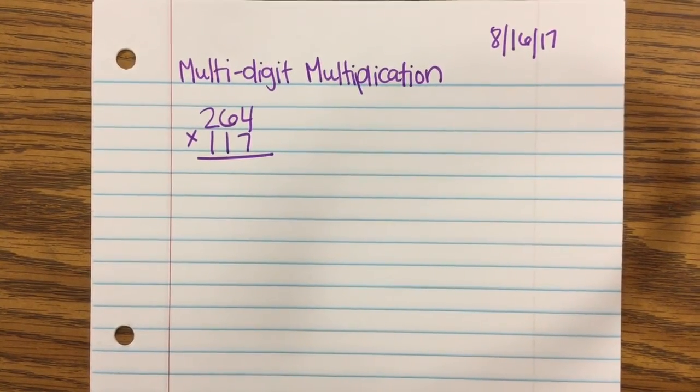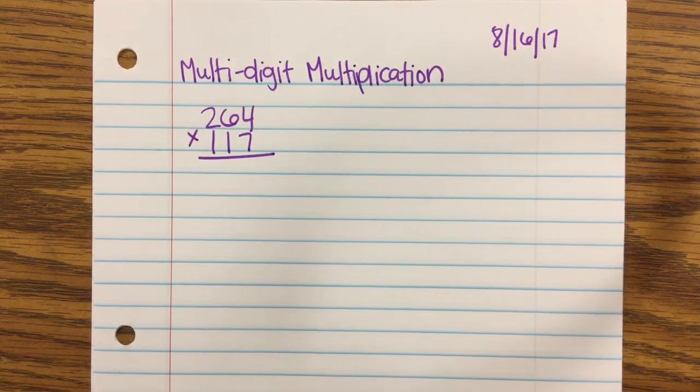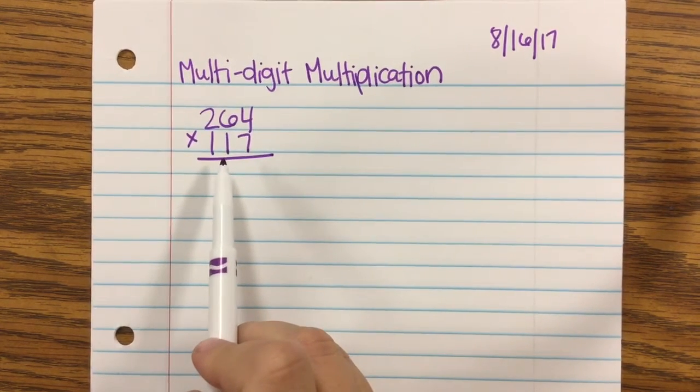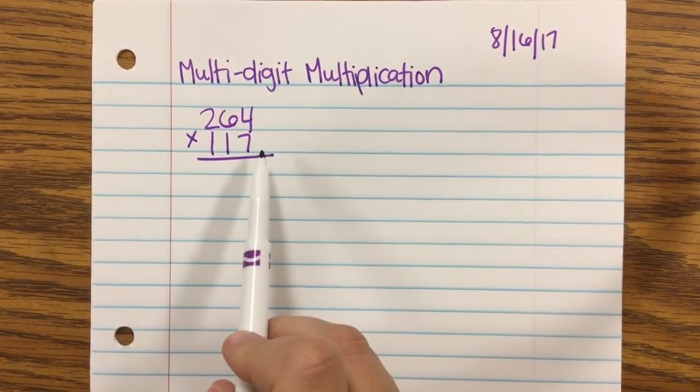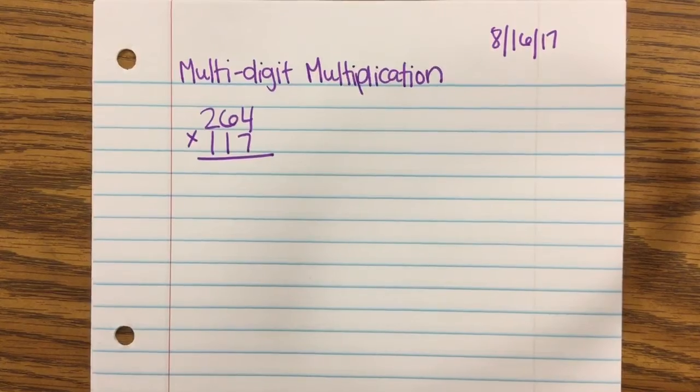264 times 117. Who can tell me my first step? John? Multiply by the ones place. So on my second factor, my bottom factor, what digit is in my ones place, class? 7. So I'm going to multiply 264 times 7 like it's just 7.